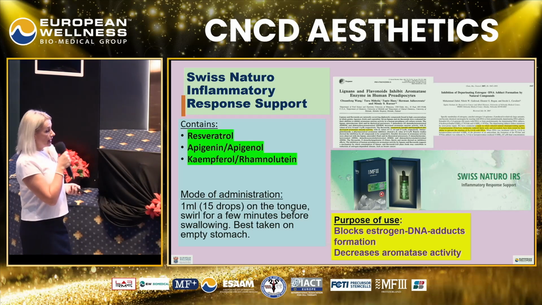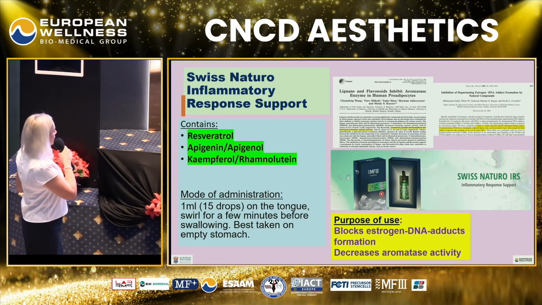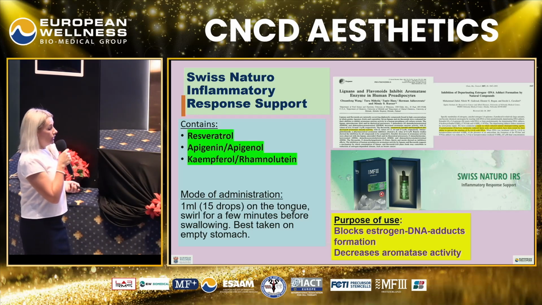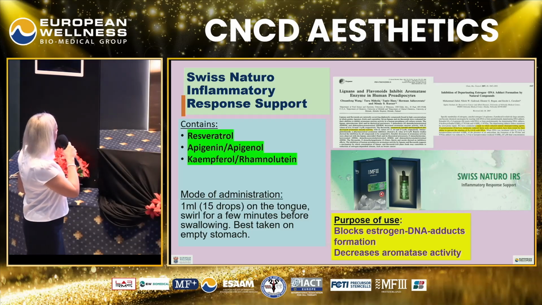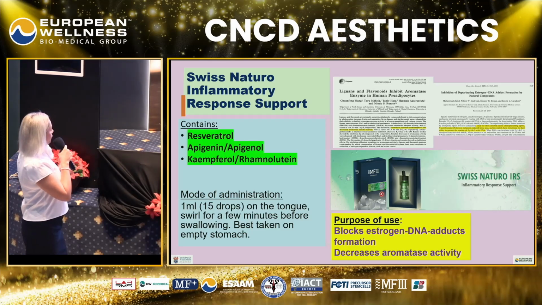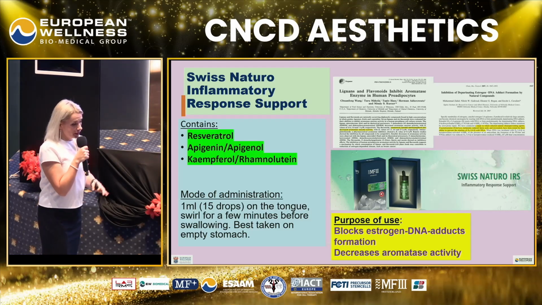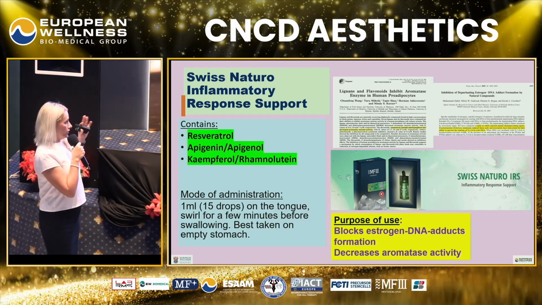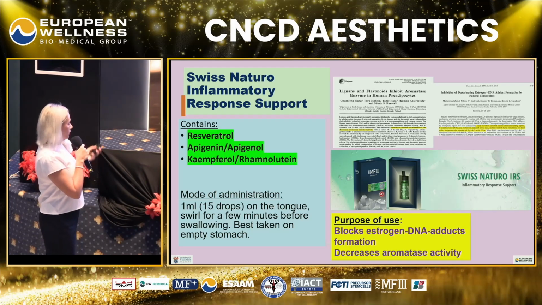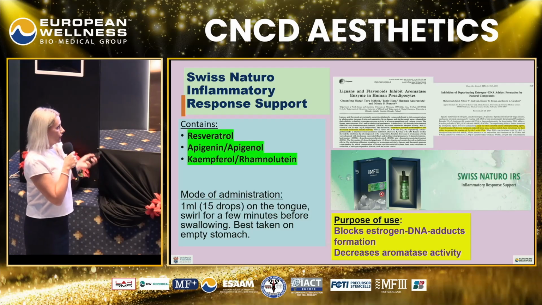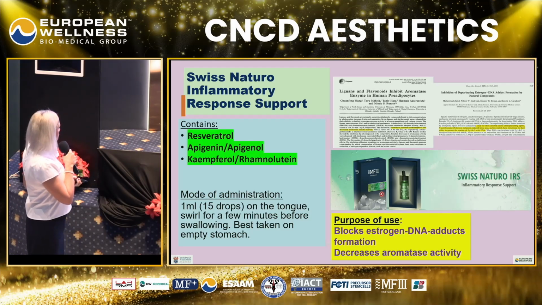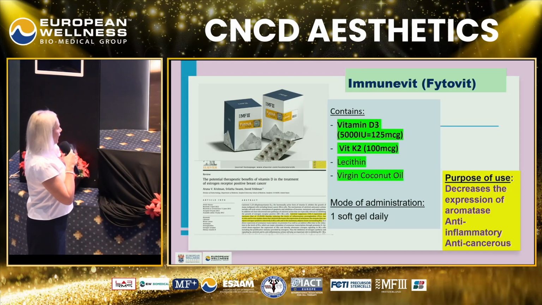Swiss Natural Inflammatory Response Support, the one containing resveratrol, kaempferol, apigenin, very good anti-inflammatory agents. So they help to decrease inflammation in the body and decrease the activity of enzymes such as aromatase, also blocking the production of estrogen DNA adducts. Same way of administration.